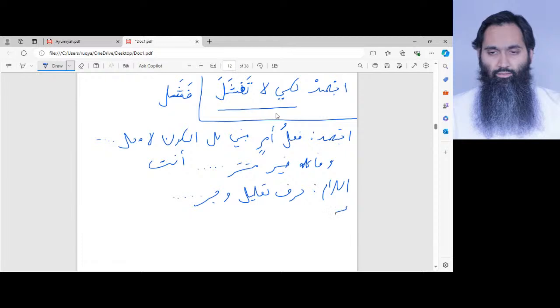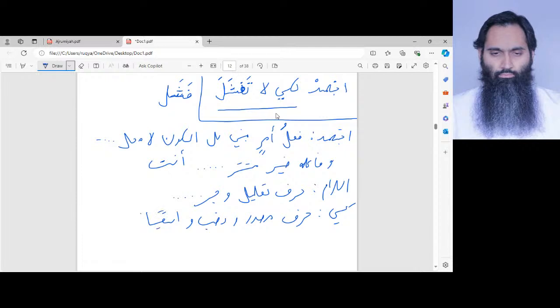نعم. K same as before. كي حرف مصدر ونصب واستقبال مبني على السكون لا محل له من الإعراب.